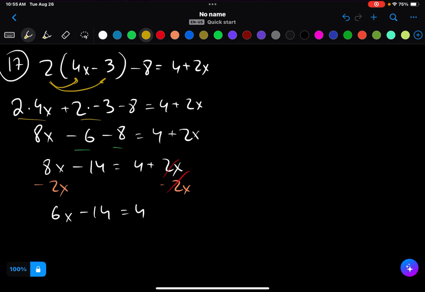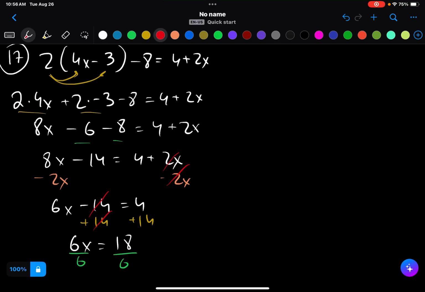All right, just simply follow through. Add 14 to both sides to get rid of that minus 14. So that's gone. So 6x is simply going to be 18. And then, of course, divide by 6 on both sides.